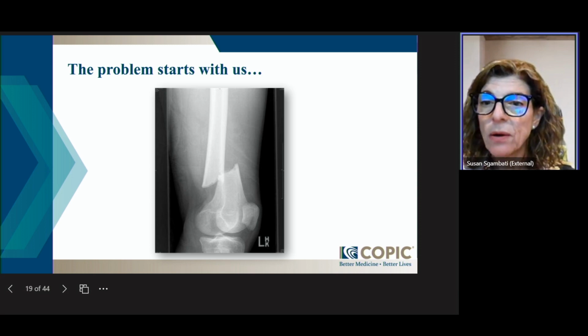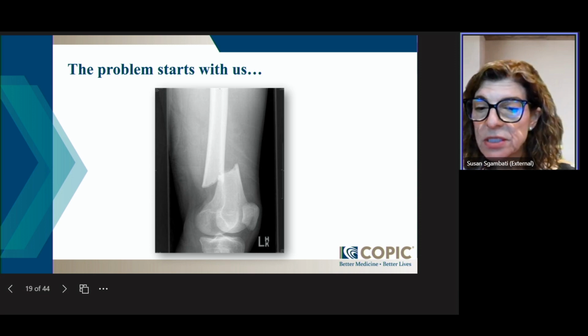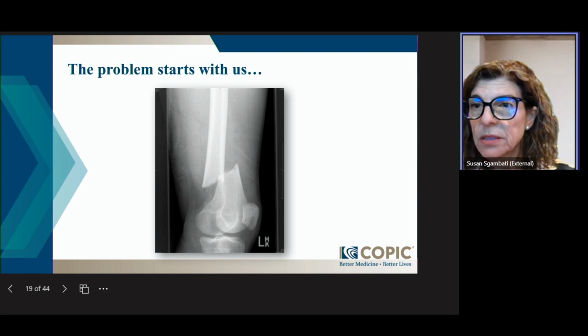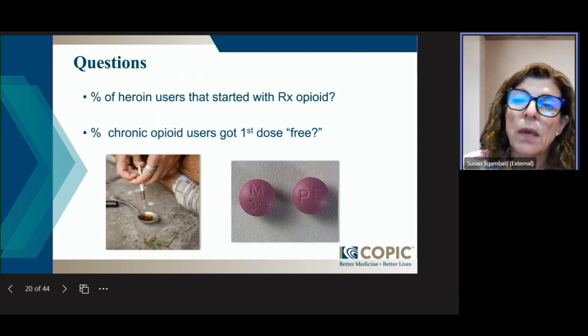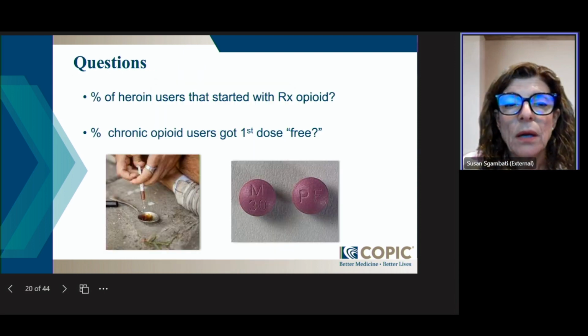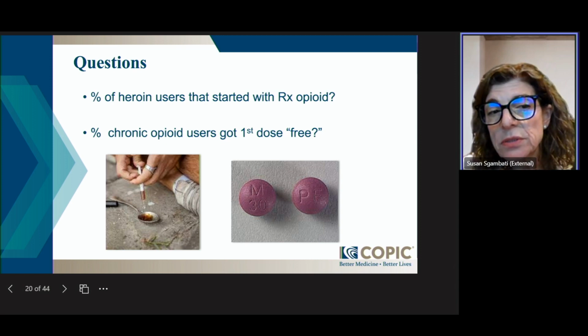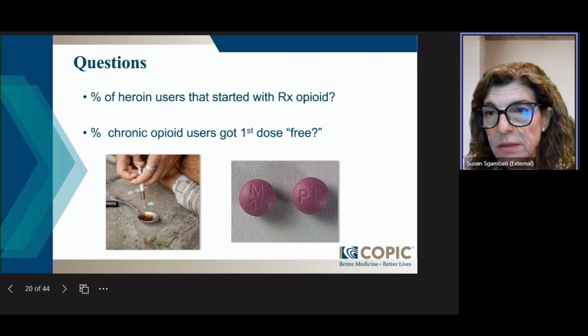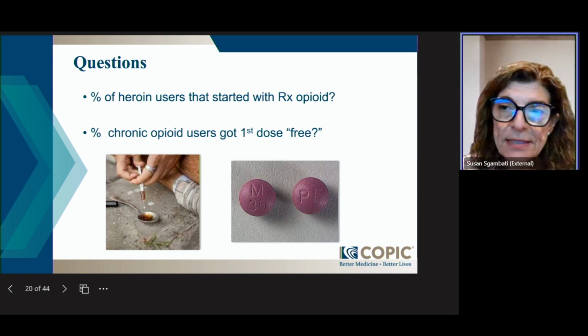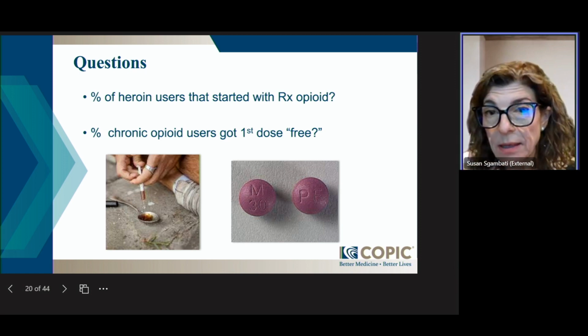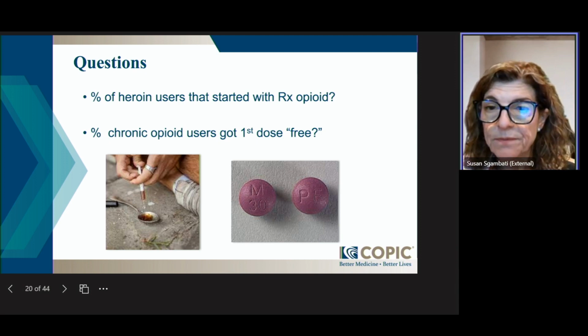Okay. Now, let's look at the relationship of acute pain management to the opioid crisis. What percent of heroin users started with a prescription opioid? If you had to take a guess, you'd probably say a lot. But did you know it was 80%? That's like 3 out of 4 heroin users started with one of our pills.